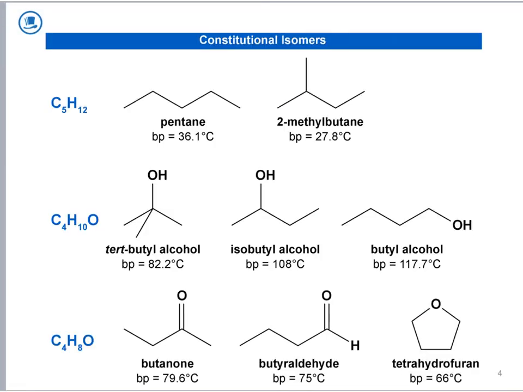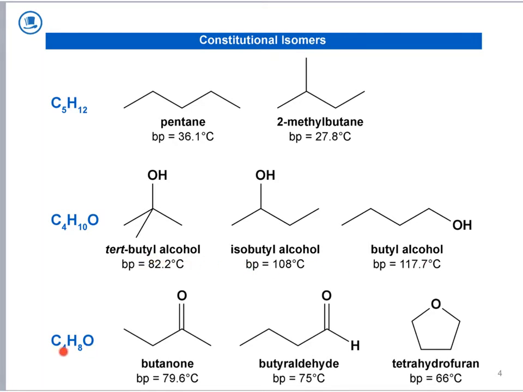More examples are shown here. So C5H12, pentane can exist, right, as C5H12, or it could be 2-methylbutane. And obviously they have different physical properties. Another thing about constitutional or structural isomers, they always will have different physical properties, melting points, boiling points, things like that. C4H10O, tert-butyl alcohol versus isobutyl alcohol, versus 2-butanol, or butyl alcohol. You'll notice these are all constitutional isomers, same molecular formula, different connectivity. Different things are bonded to each other, and you get different physical properties.